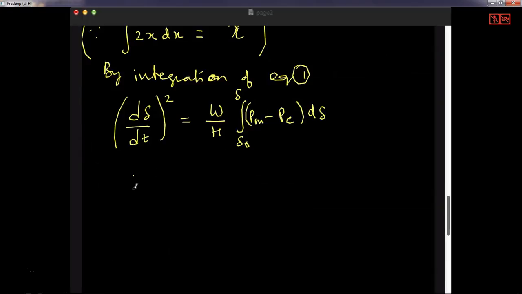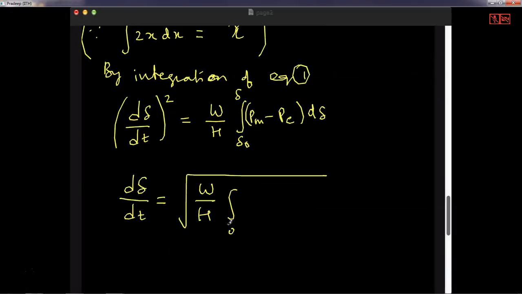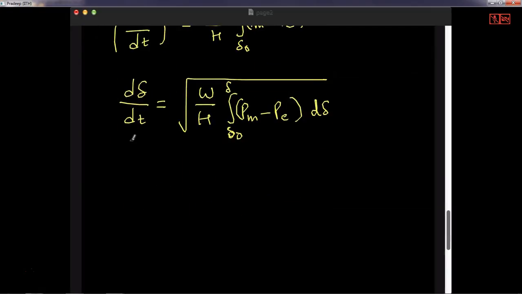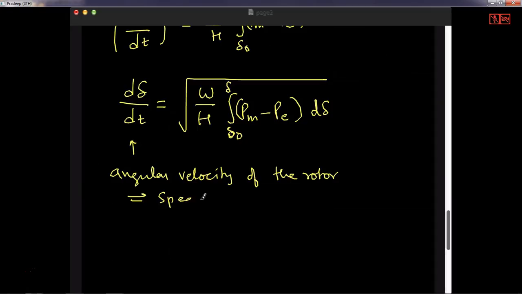So from this, I get d delta by dt is equal to the square root of this term. So what is d delta by dt? This is nothing but the angular velocity of the rotor, or in common language, this is nothing but the speed of the rotor.